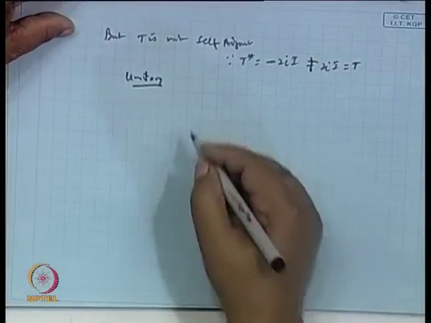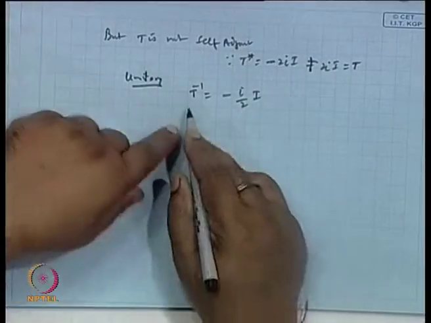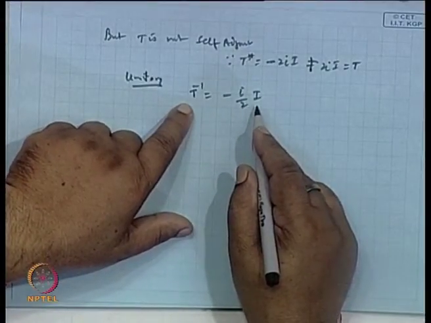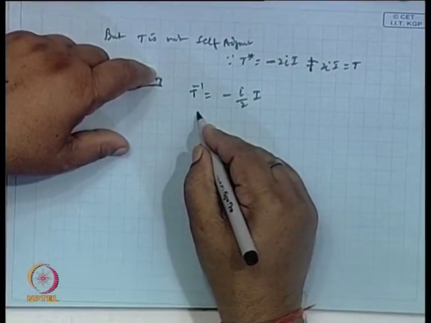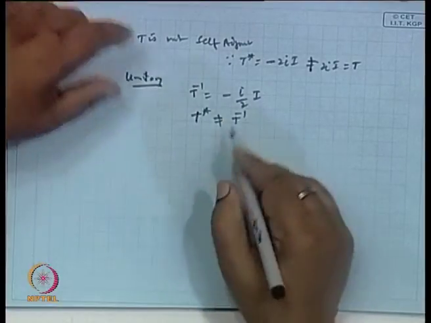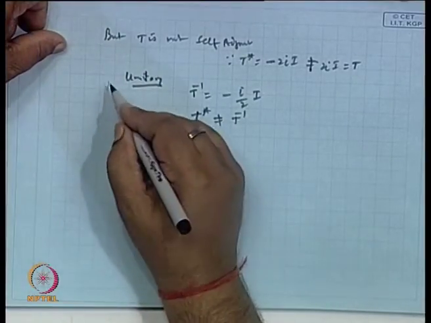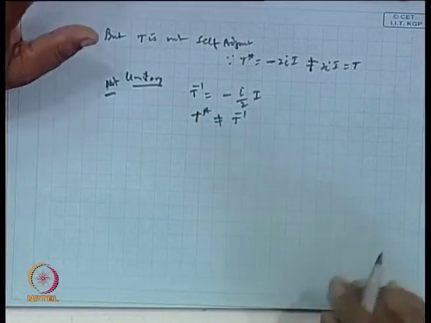It is not unitary. Why? Because what is T inverse? T inverse will be minus i by 2 I, because T into T inverse should be I. So this gets cancelled to give i squared. So T star is not equal to T inverse. So it is not unitary. Okay. So this, thank you.